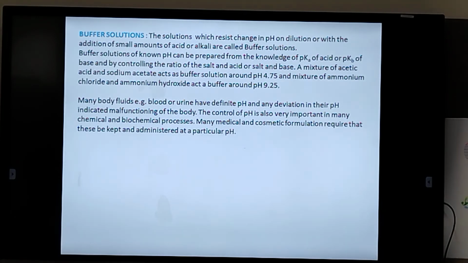Many body fluids, for example blood or urine, have definite pH, and any deviation in their pH indicates malfunctioning of the body. The control of pH is also very important in many chemical and biochemical processes. Many medical and cosmetic formulations require that these be kept and administered at a particular pH.